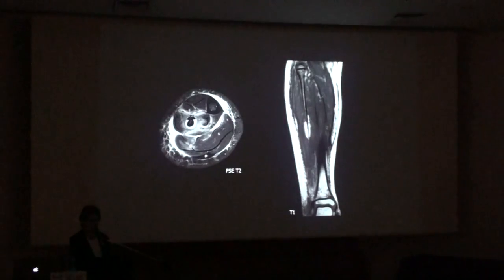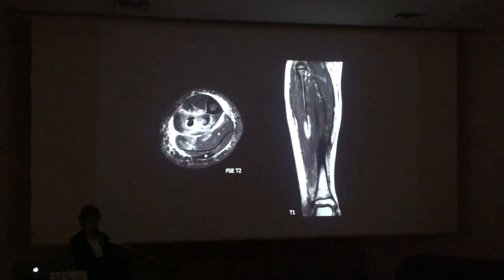Here's another example of a child who came in with extensive osteomyelitis. We can see a large subperiosteal collection. We can see T1 signal surrounding his fibula, and on the axial image we can see a fat fluid level. So again, this portends quite an aggressive infection.